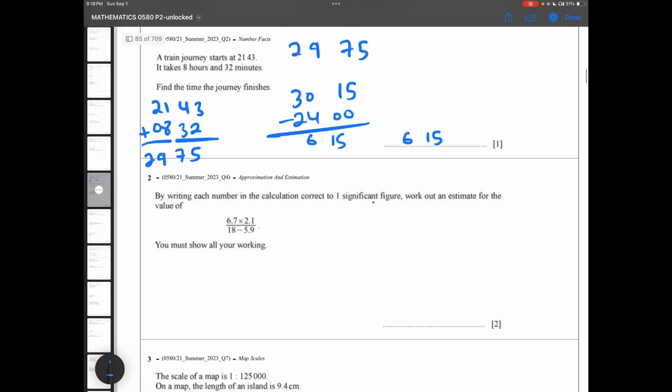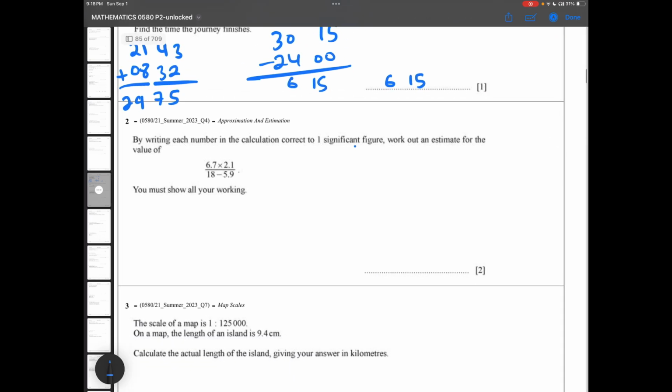So now let's move on to question number 2. Question number 2 says, by writing each number in the calculation correct to one significant figure, work out an estimate for the value of 6.7 multiplied by 2.1 upon 18 minus 5.9. You must show all your working.